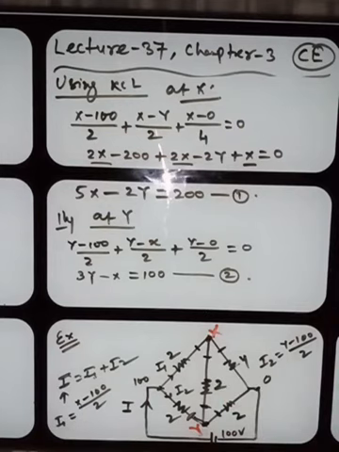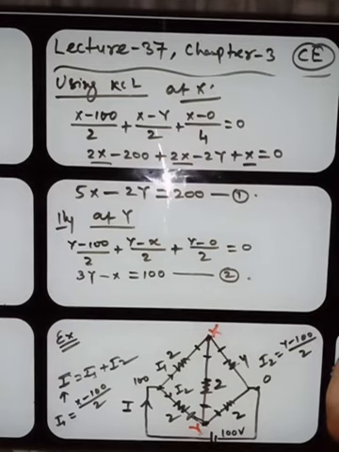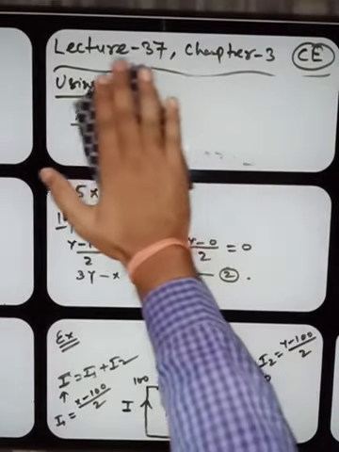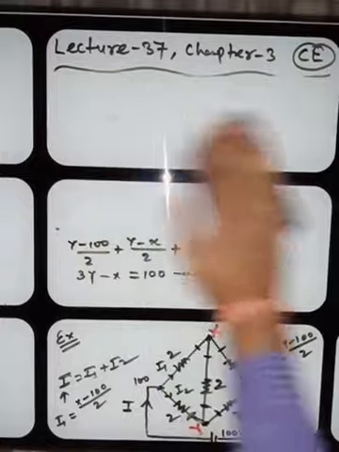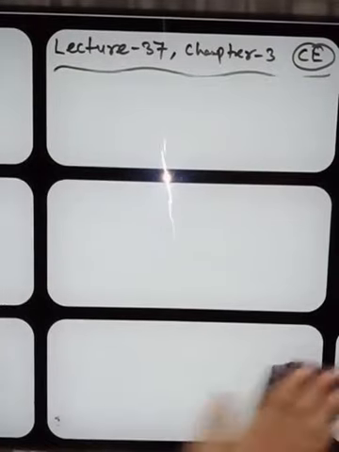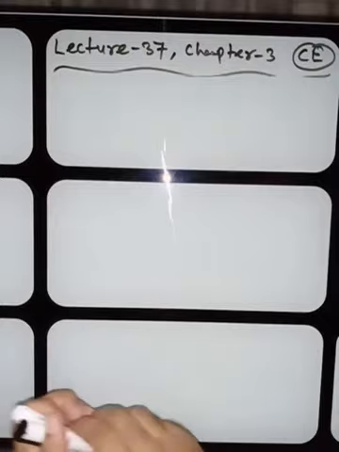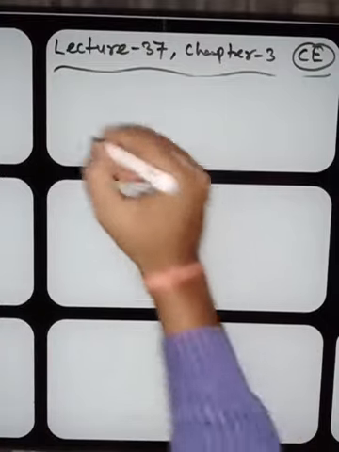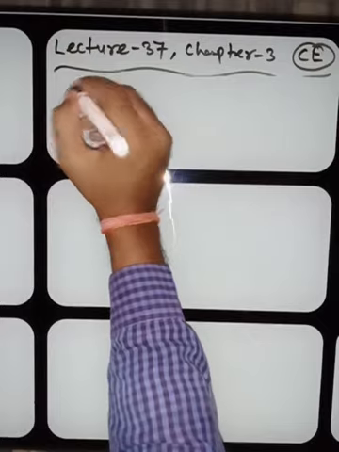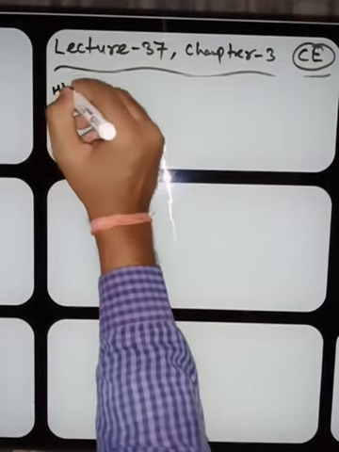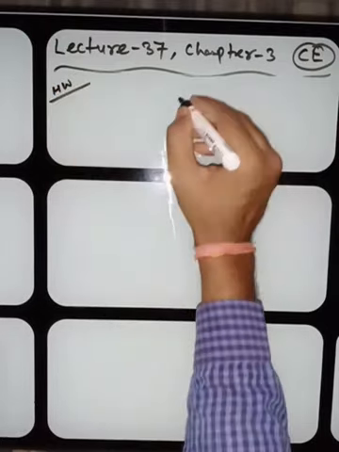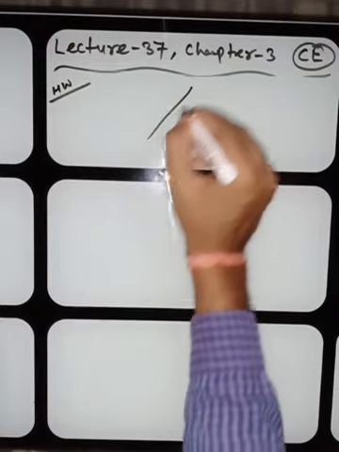Now let's study an example of KVL. I hope, student, you will be able to solve this one. I think we should move on to KVL. Before that, I'm giving you an example to solve by yourself as homework of lecture 37. You will solve it by yourself.